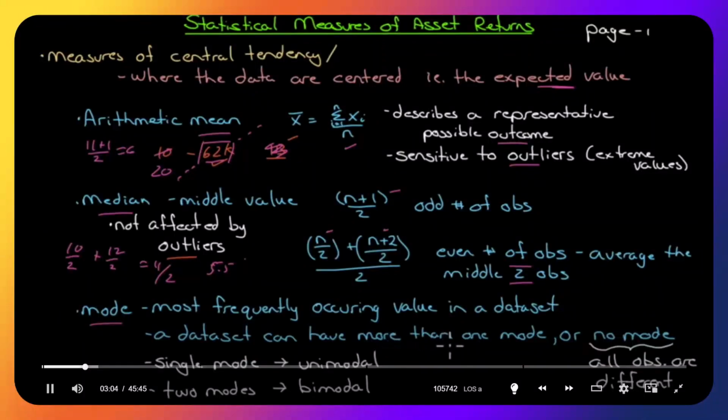The data set, however, can have more than one mode or no mode at all. No mode means all observations are different, and all observations occur only once. So the mode isn't really going to tell you very much because there isn't anything there. If you have a distribution with a single mode, it is referred to as unimodal. If you have two modes, that is referred to as bimodal.